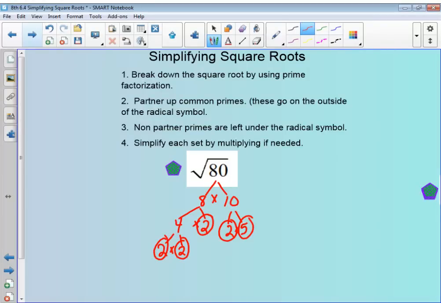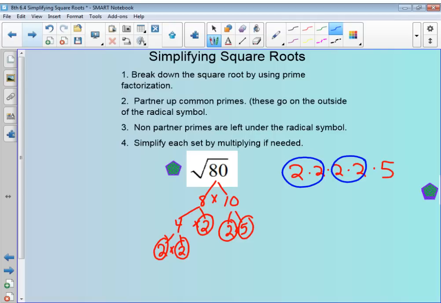So I'm going to go ahead and write this out so that I can see all of the numbers in a row. So 2 times 2 times 2 times 2 times 5. Now, I know that I could write that out as 2 to the power 4, which is how you would see it if they just asked us to do the prime factorization. The reason I'm not going to have you do that is my next step is I'm going to go ahead and partner up common primes. So numbers that are the same, I'm going to put them into pairs. Okay, so let's see. Here's a pair of 2s. Here's a pair of 2s. And then I have a 5 left over.